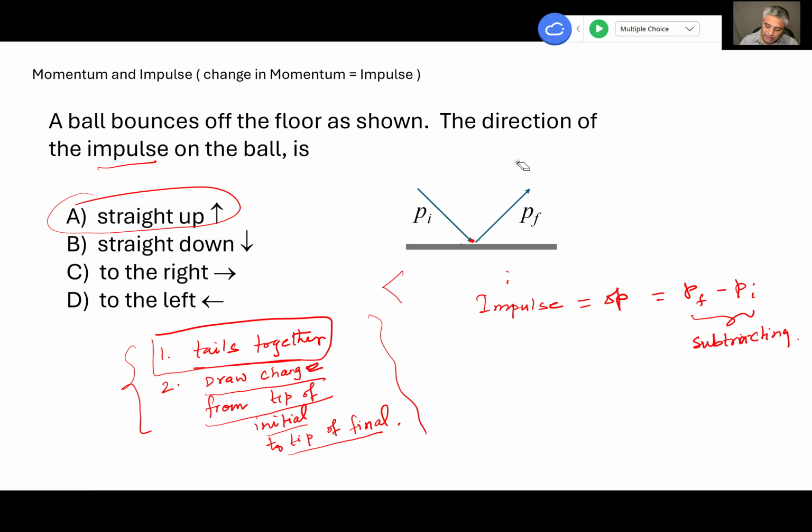And if you did this one here, that means you are not subtracting, you are adding, okay? P initial plus P final, that's what that is, but we are looking for P final minus P initial, a totally different thing. If you bring the tail to the tips first, rather than tails together, and then draw from the tail of the very first you drew to the tip of the final, that is the method of adding two vectors, not subtracting. So that's why this is not correct.